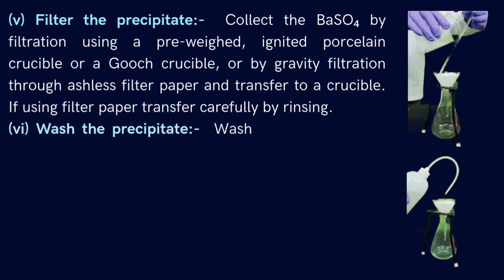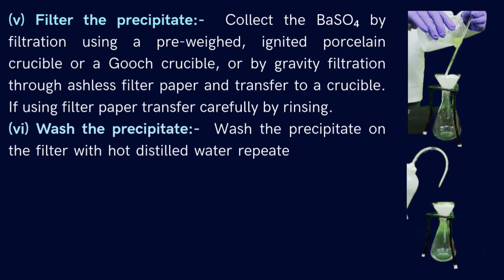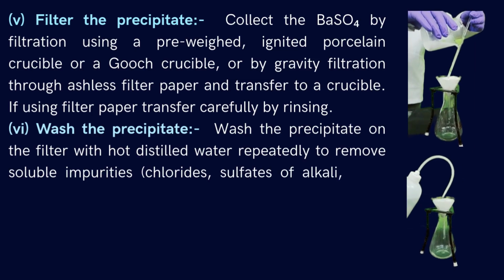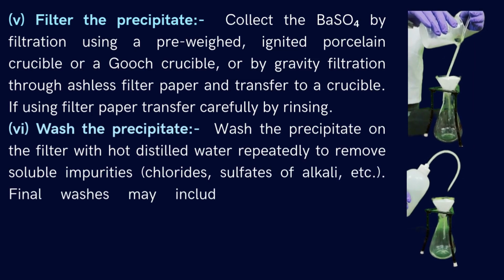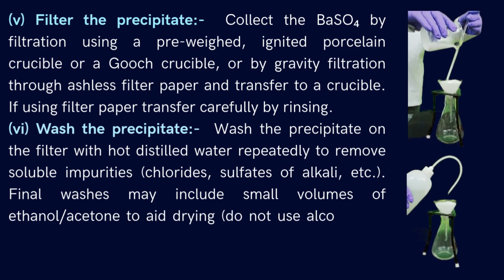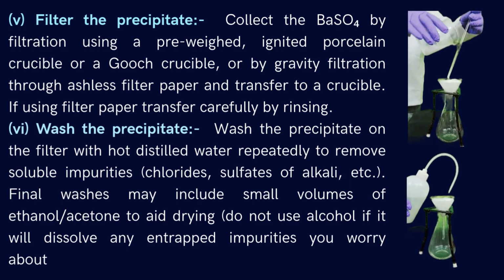The sixth step is to wash the precipitate. Wash the precipitate on the filter with hot distilled water repeatedly to remove soluble impurities, chlorides, sulfates of alkali, etc. Final washes may include small volumes of ethanol or acetone to aid drying. Do not use alcohol if it will dissolve any entrapped impurities you are worried about.